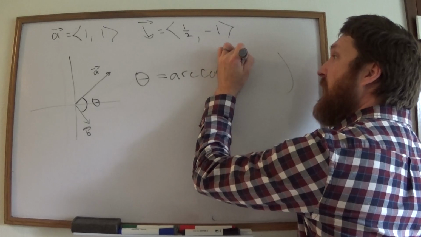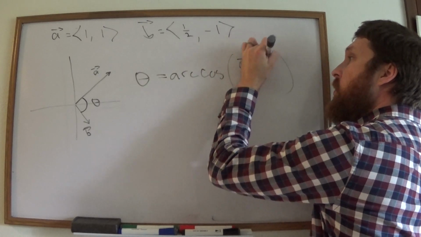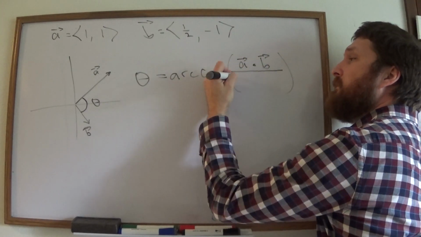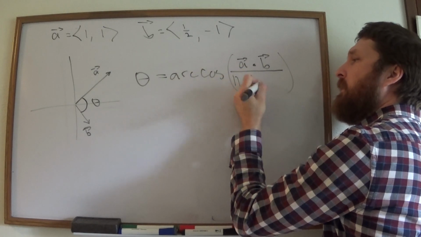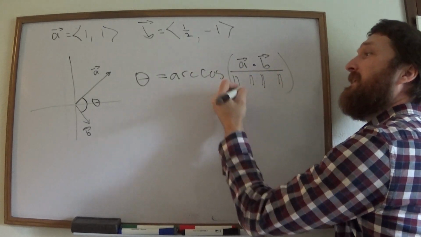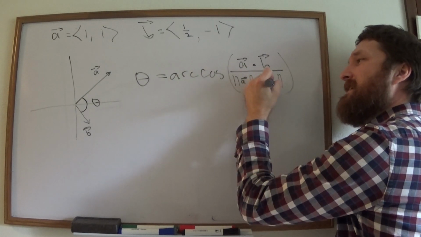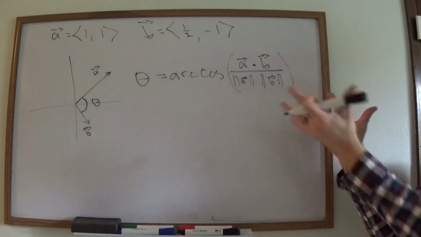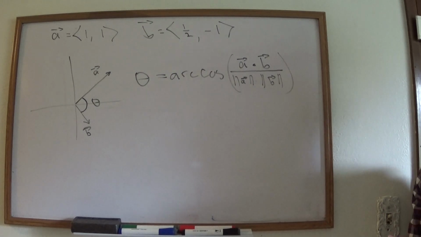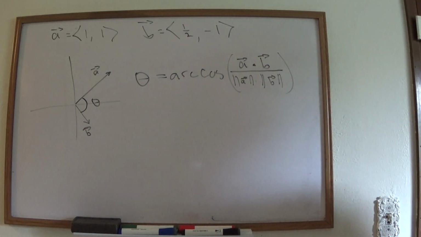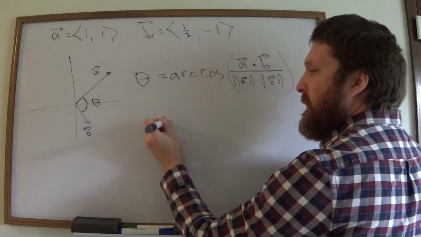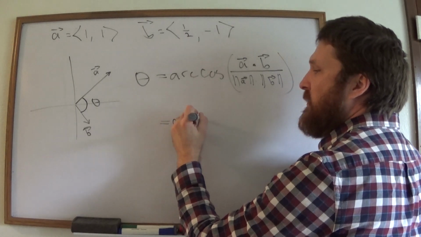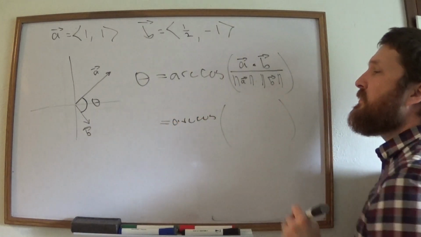the dot product over the magnitude of each. Yes. This is huge. I cannot tell you how helpful this is. So let's just do this real quick and see if we can reduce it.